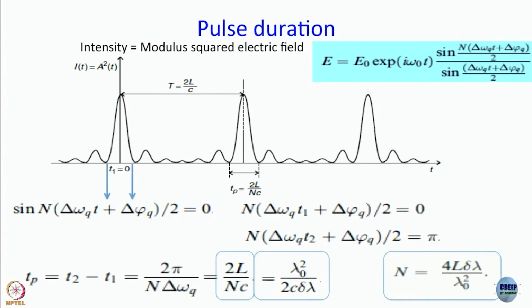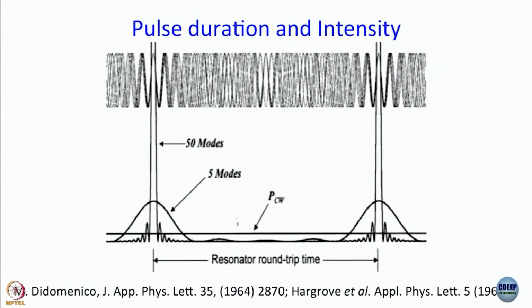Pulse width, however, turns out to be something that is dependent not only on the length of the cavity, but also on the number of modes that are coupled together. And since we know the relationship between the number of modes and lambda 0, the modal wavelength, and delta lambda, we worked out this relationship that pulse duration, Tp, is not really full width at half maximum. Pulse duration turns out to be lambda 0 squared divided by 2c delta lambda. And this is something that I have not shown earlier.